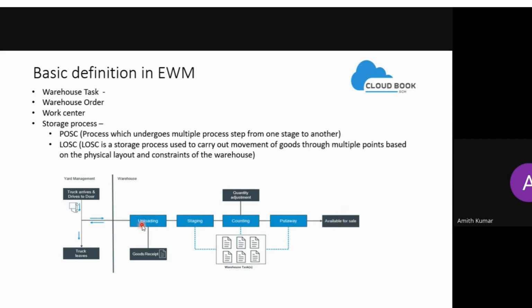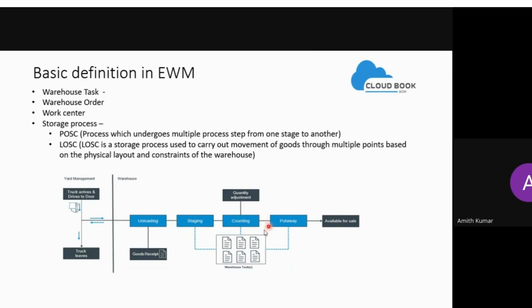So this is the process. First we do unloading, then we do staging, then we perform a quality inspection. Once the quality inspection is done, then I perform the put away. So I need to follow a certain process in my warehouse to make sure that I do the put away in a correct way.